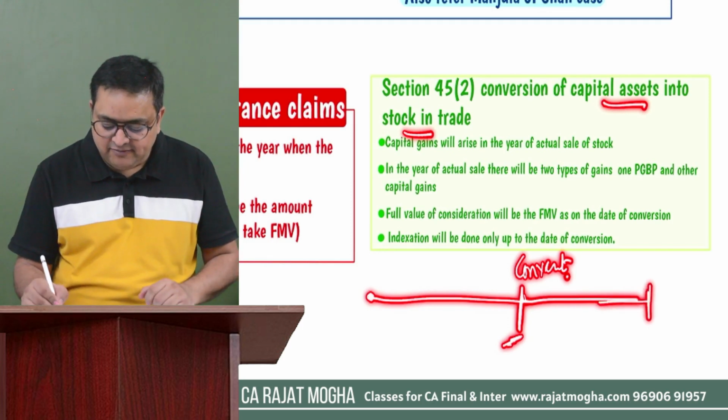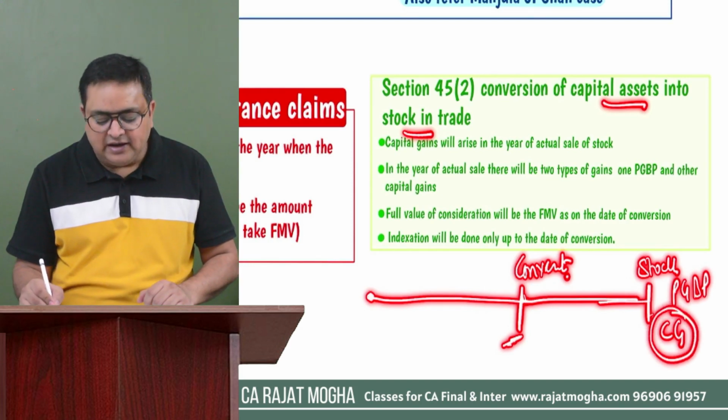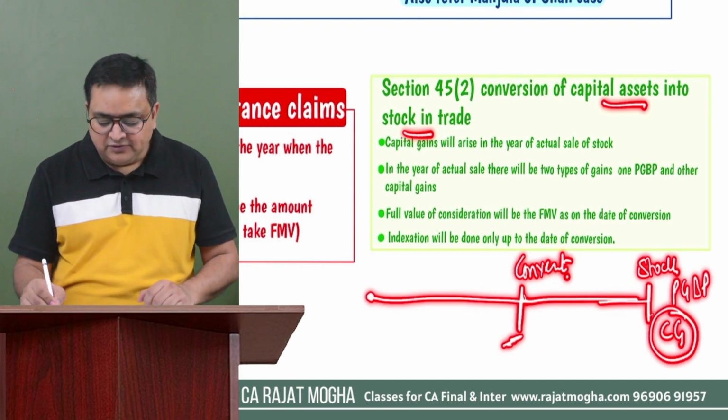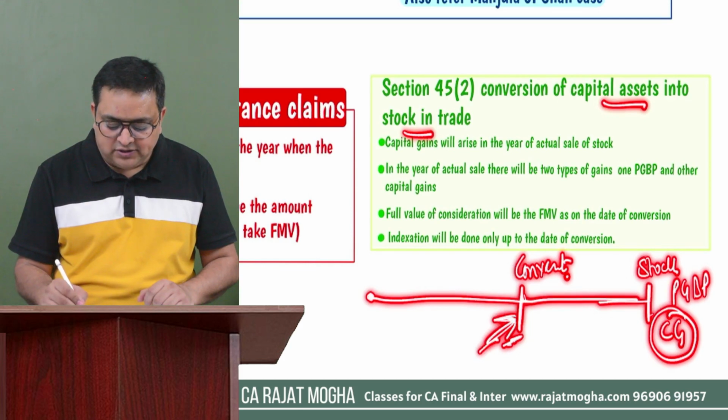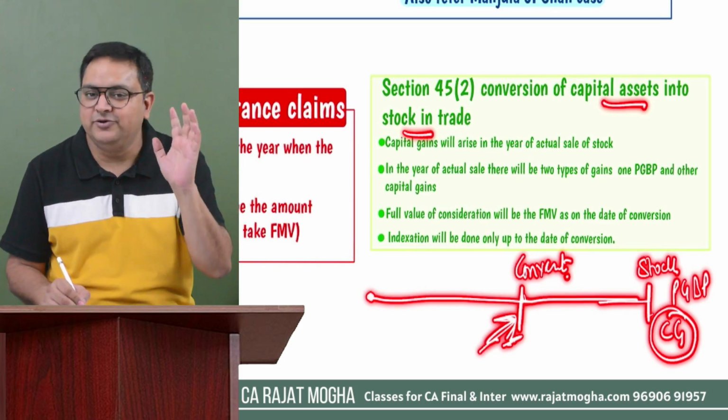So after some time, now we are selling it. What we are selling is stock. So here PGBP income will also arise and capital gain will also arise. How will you calculate the capital gain in this year? What would be the fair market value on the date of conversion? Whatever the fair market value is, it will be provided to you in the question.